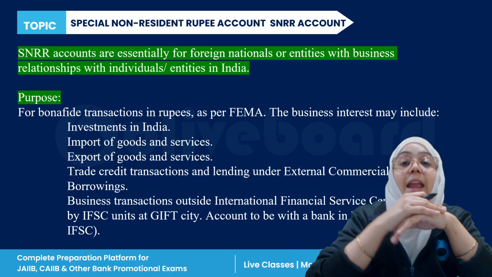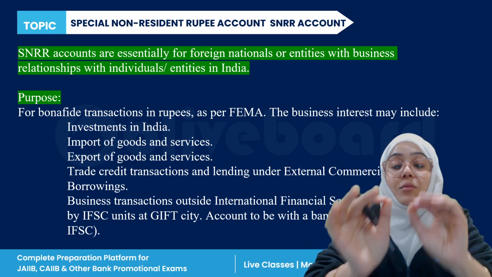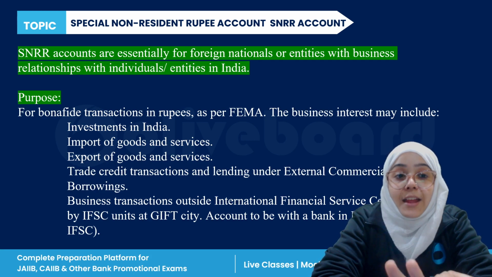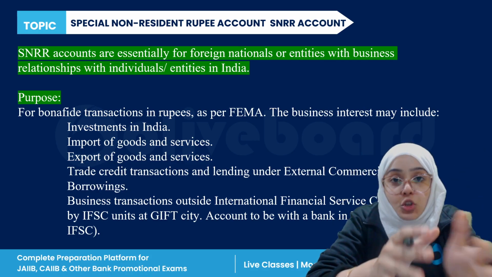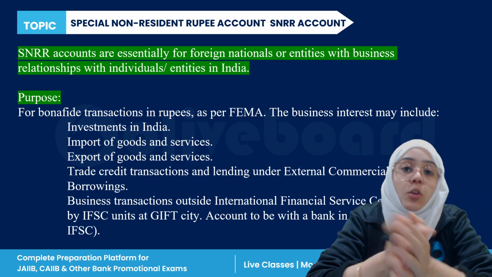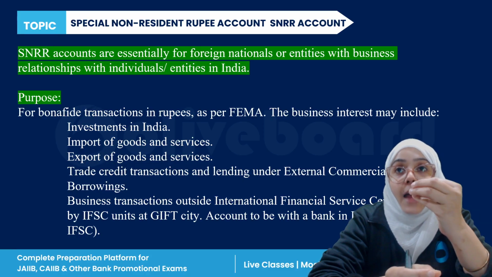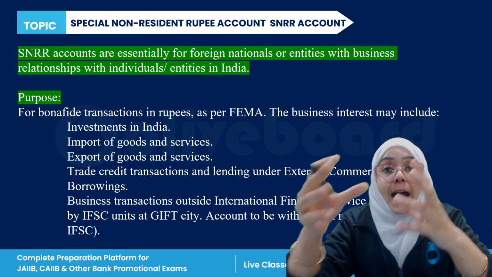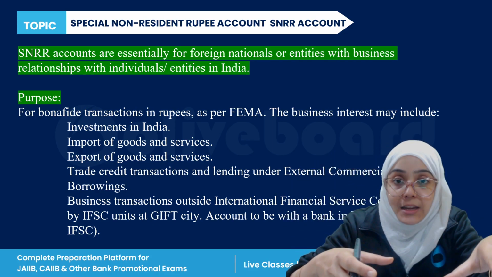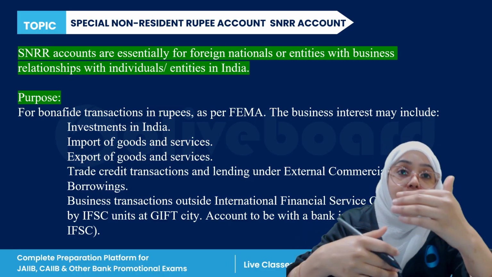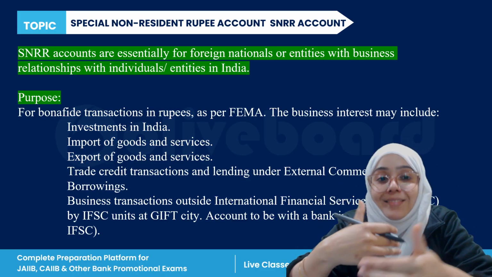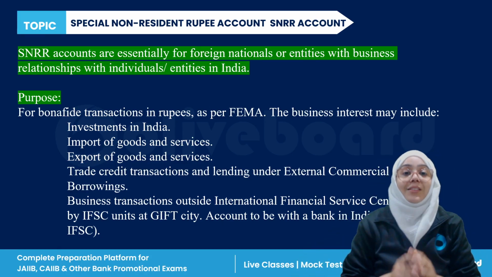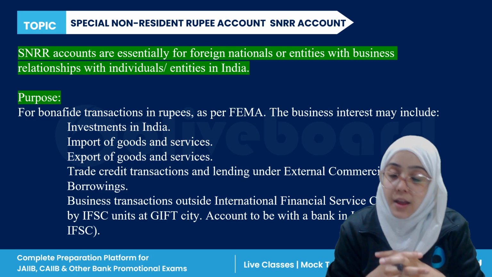Now, SNRR account is a Special Non-Resident Rupee account. This is given to foreign nationals or business entities who have a business relationship with Indian individuals or entities. So these are given to those foreign nationals who have a business relationship in India or who are particularly engaged more often in transactions with India. That is known as the SNRR account, a Special Non-Resident Rupee account, right?